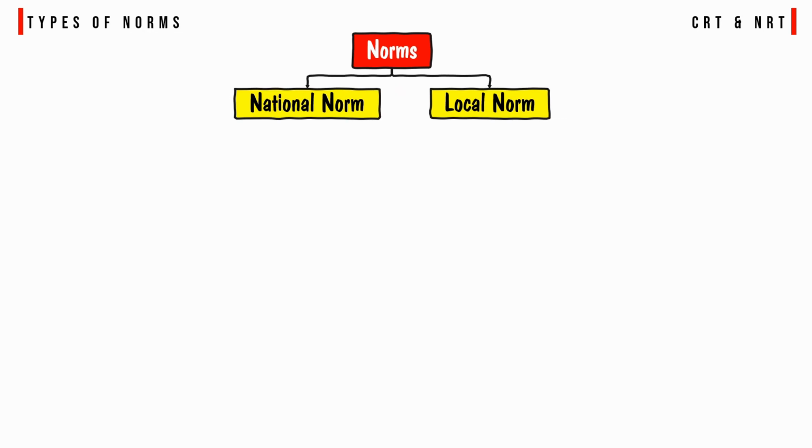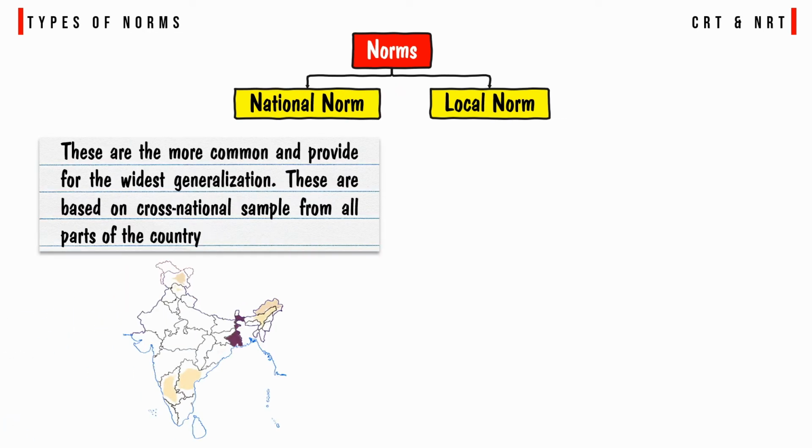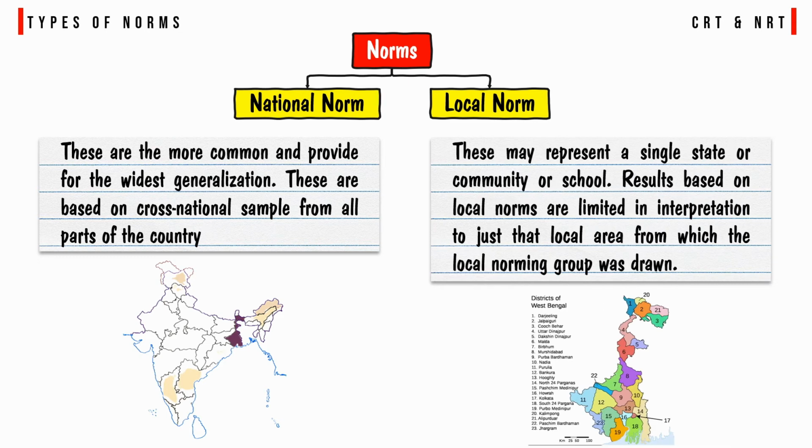Types of norms. There are basically 2 types of norms: national norms and local norms. National norms are the more common and provide for the widest generalization. These are based on a cross-national sample from all parts of the country. Local norms may represent a single state, community or school. Results based on local norms are limited in interpretation to just that local area from which the local norming group was drawn. However, in relating an individual's performance to the performance of other individuals with similar experiences, local norms may be more useful than national norms.